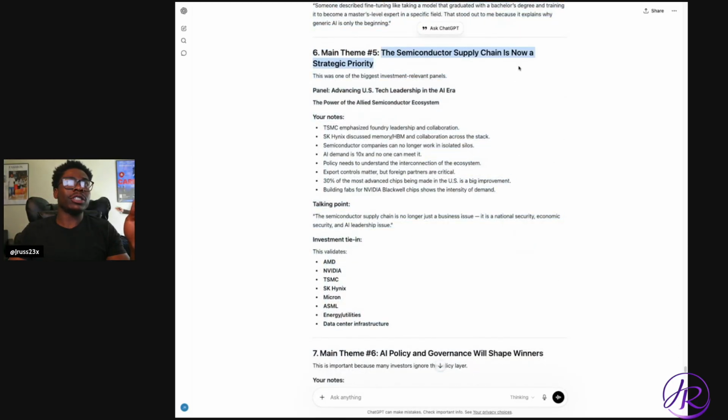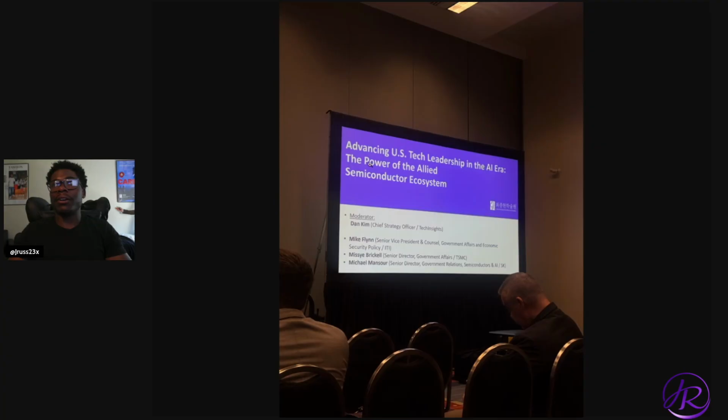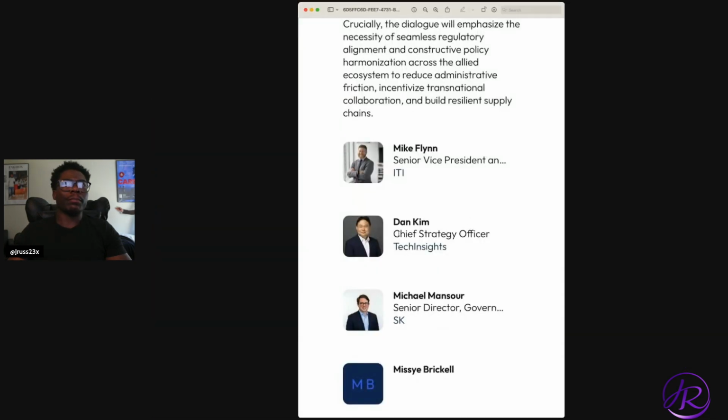Next, I went to the semiconductor supply chain session. So it's now a strategic priority. This is one of the biggest investment relevant panels: Advancing U.S. tech leadership in the AI era, the power of the allied semiconductor ecosystem. They had people from TSMC, they had people from SK Hynix, they had people from security policy, government affairs. So a lot of good game in this room. This is a photo here. This is the panel right here. Mike, Mr. Mike, Dan, Michael, SK Hynix, Tech Insight.